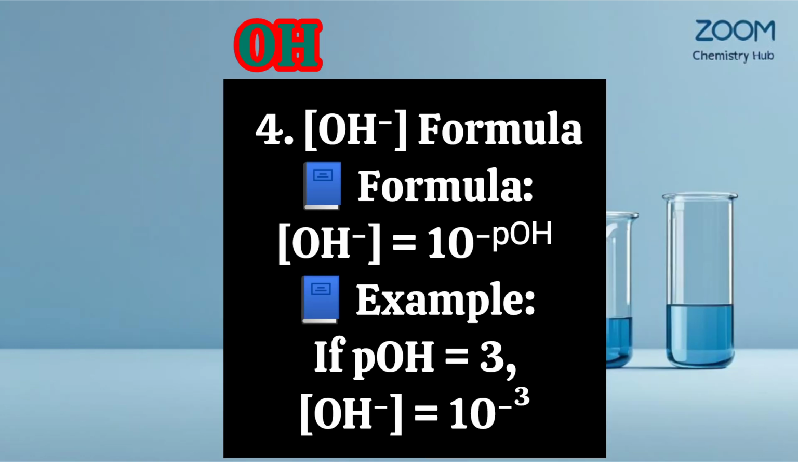Next, hydroxide ion formula. Hydroxide ion is equal to 10 raised to power minus pOH. Example: if we have a question in which the pOH value is 3, then what is the OH value? So we will write the formula that the hydroxide ion concentration is equal to 10 raised to power minus pOH. We put the value of pOH in this equation. So we will get the hydroxide ion concentration as 10 raised to power minus 3.